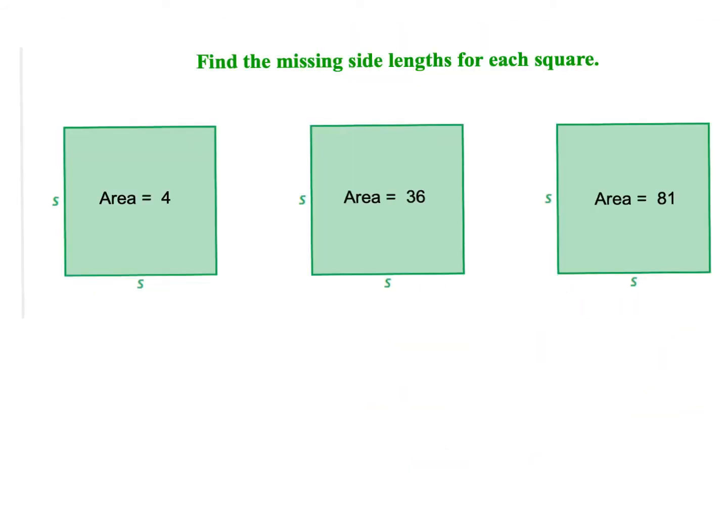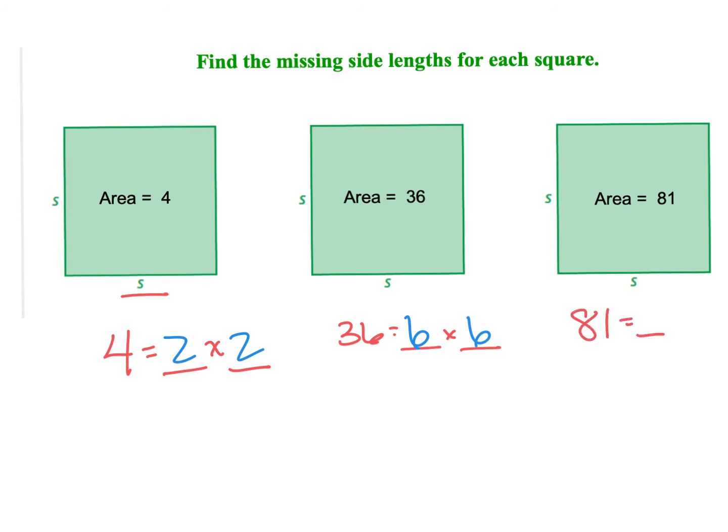So now we're going to go the opposite way, and that's what we're actually going to talk about. If we already know the area, we need to figure out the sides. So if the area is 4, what times itself equals 4? Well, that would be 2 times 2. Same thing here. If the area is 36, what number times itself gives us 36? That would be 6 times 6. Same thing over here. Our area is 81, and that equals what times itself? And that would be 9 times 9. We call that the square root of 81, and that's the next topic.